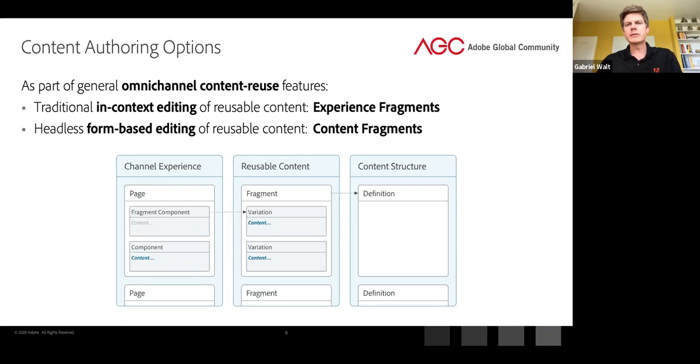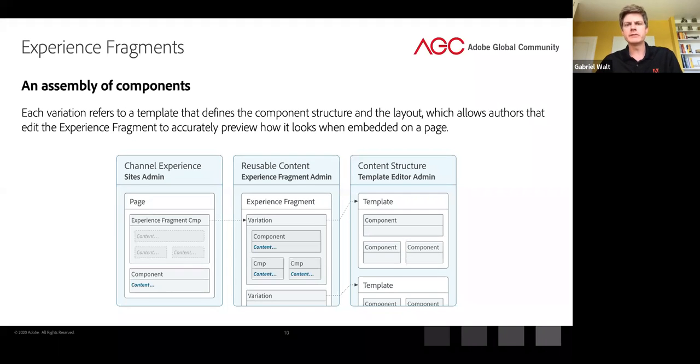So now let's look in the case of experience fragments, how this works in practice. Experience fragments are basically an assembly of components that you take out of the page and store locally inside of the variation of your experience fragment. And the template, so the content definition of the experience fragment, is basically saying what components are allowed in this experience fragment. Maybe it's providing some mandatory components that you need to have in some experience fragments, or maybe some layout for these components can be defined also on the template of the experience fragment.